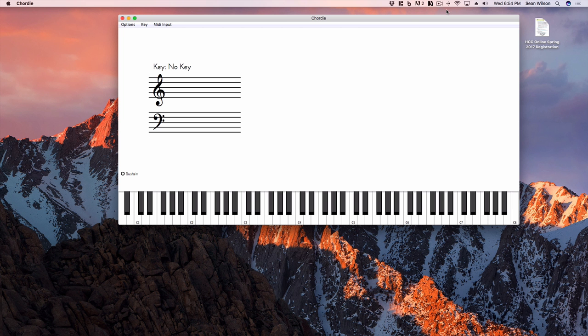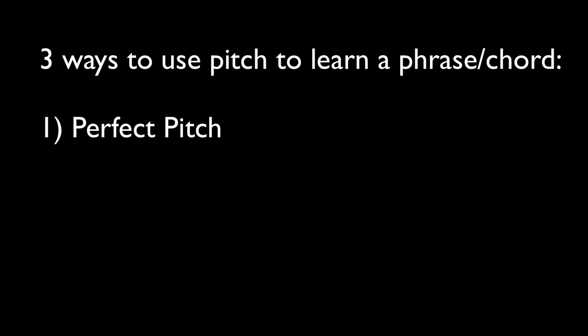There are 3 things that one could use to help them learn something completely by ear. The first thing that they can use is perfect pitch. Perfect pitch, or absolute pitch, means that they do not need any kind of a reference point. When somebody plays a note, let me take this piano off the screen, they know what that note is.